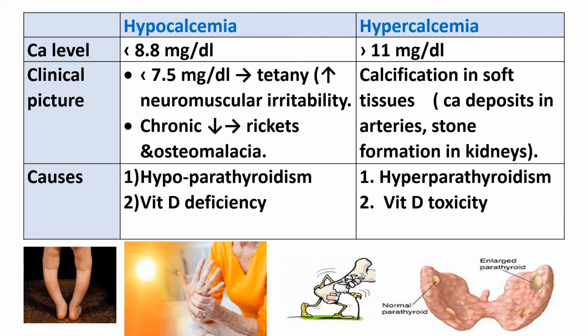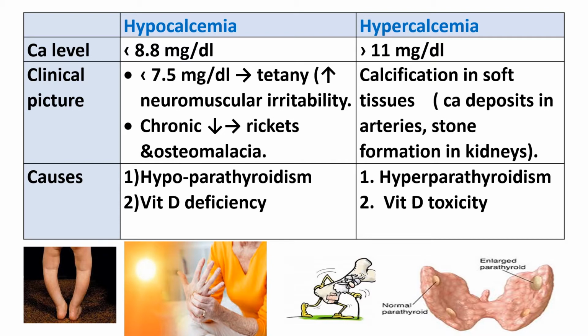As regards disorders of calcium, there are hypocalcemia and hypercalcemia. Hypocalcemia is below 8.8, and if it falls below 7.5, it leads to tetany. Chronic decrease leads to rickets in children and osteomalacia in adults. Of course, hypocalcemia is caused by a decrease in either parathyroid hormone or vitamin D.